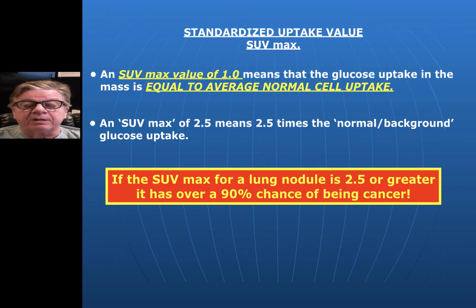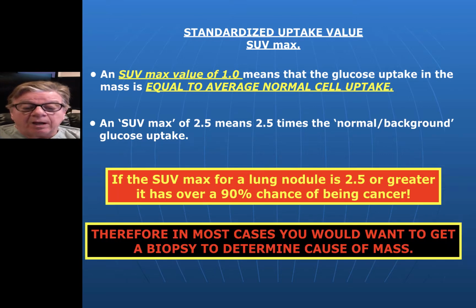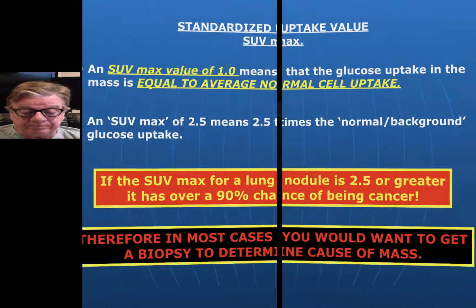There's many other things that can have sugar uptake, and it turns out many useful other uses for PET that were not allowed in Ontario, as you will see in other videos. So therefore, the only way to find out what the cause is, is to get a biopsy to determine the cause of the mass, and then we'll have lots more to say about the role of FDG PET in getting a biopsy.